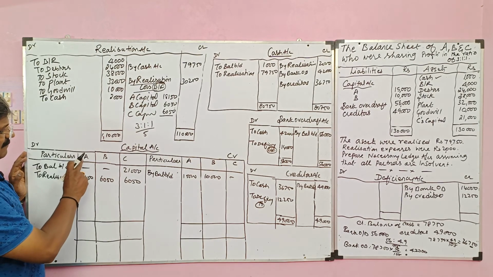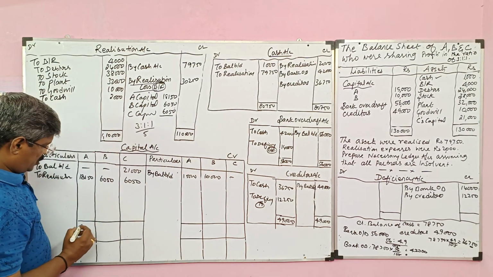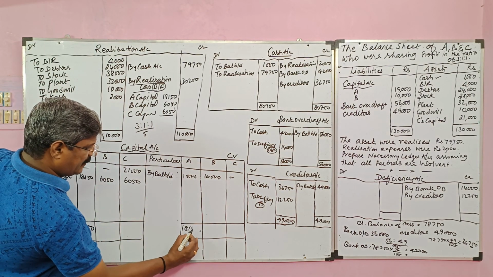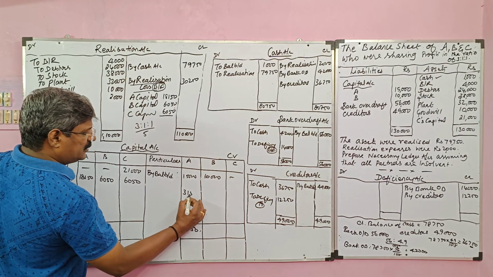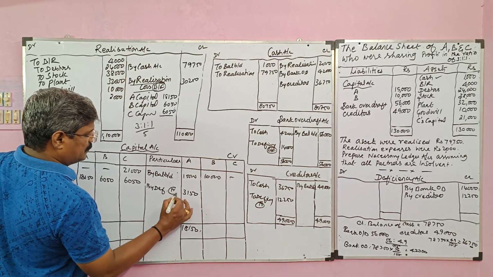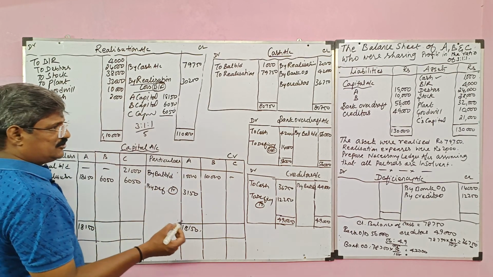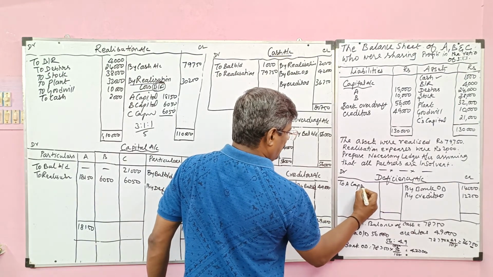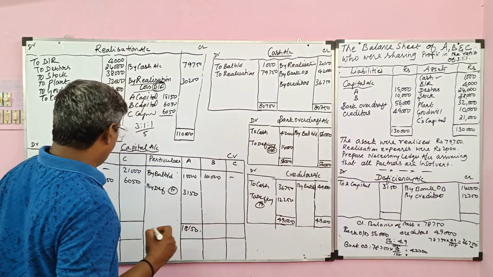First take A's capital. The debit side value is heavier than the credit side. The debit side is 18,150, the credit side we have 15,000. So the balancing figure 3,150 should be transferred to the deficiency account. The entry is deficiency account debit to A's capital. So in the deficiency account, debit side, you can write to A's capital 3,150.